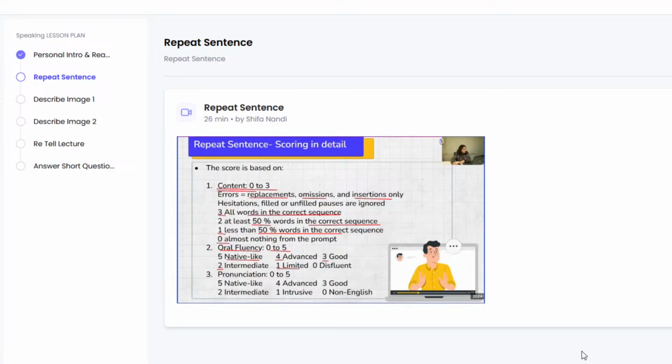Well, what about pronunciation? Pronunciation is rated on a scale of 0 to 5. When you sound like natives, you get a 5 on that one, and in case it is like an advanced speaker of English language, then it is a 4, 3 for the good speakers and 2 for the intermediate. If it is intrusive, which means that people cannot understand what word you have spoken, then in that case it is judged as intrusive. In that case it is a 1 score. For non-English, it is 0. Well, I'll give you an example of intrusive.